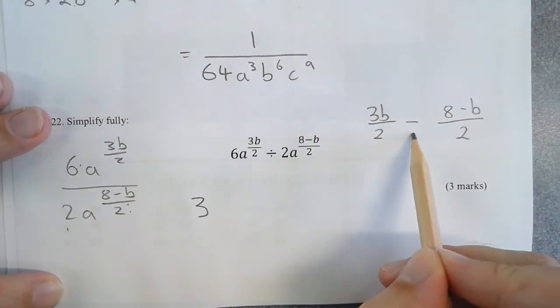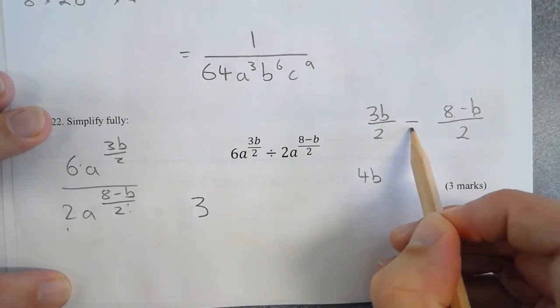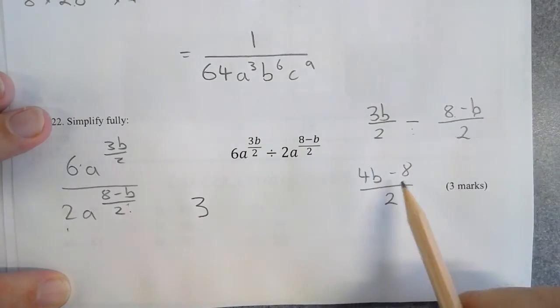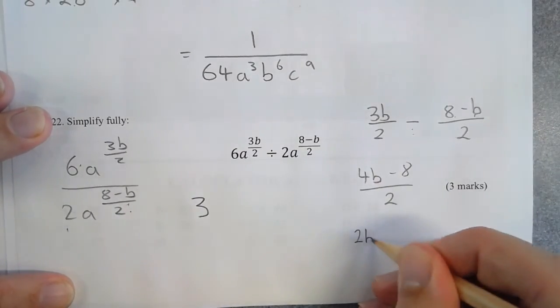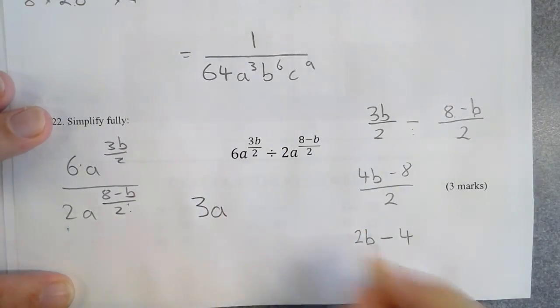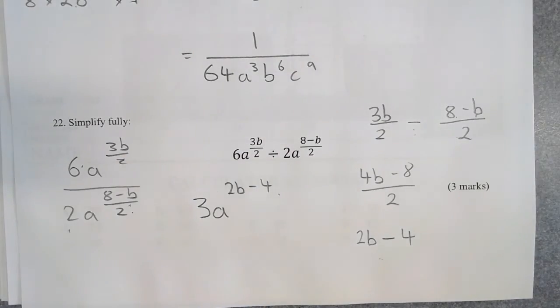So 3b take away minus b becomes 4b. Minus 8 over 2. So I just did that, take away that. Now to divide all that by 2, we end up with 2b minus 4. So our answer is a to the power of 2b minus 4. And that's how you get 100% on the Year 9 2020 Algebra and Equations exam.